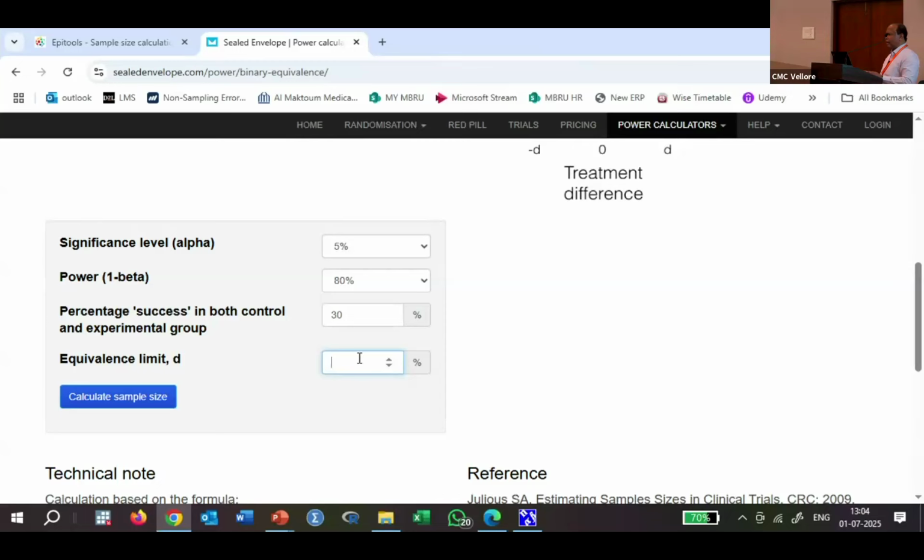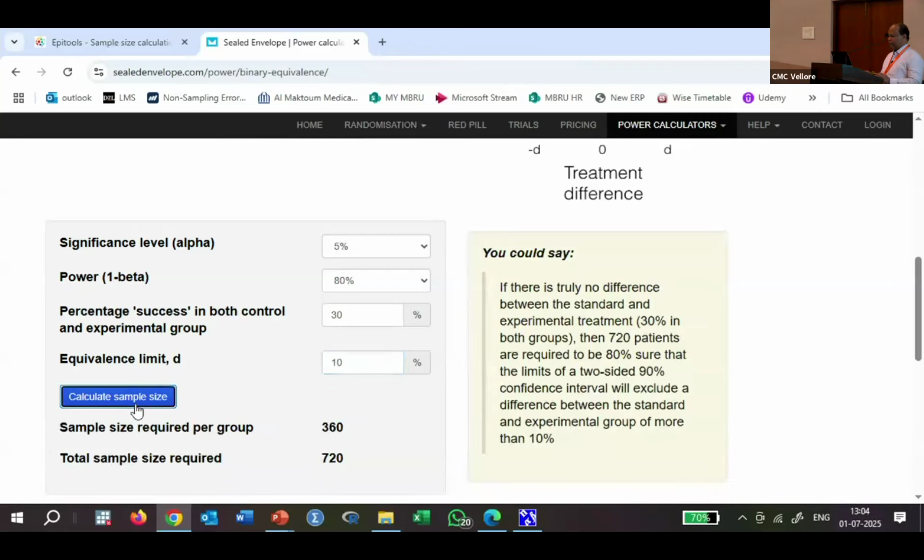Both control and experimental, but what is it for control? Okay, let's say for an example, 10%. Now tell me, if I have a 5% margin delta or 10% margin of error delta, which one will give you a higher number? Which will give you a higher number, 10% or 5%? 5% will give you the higher number because 5 squared is smaller as compared to 10 squared, the denominator. This sample size per group is 360.